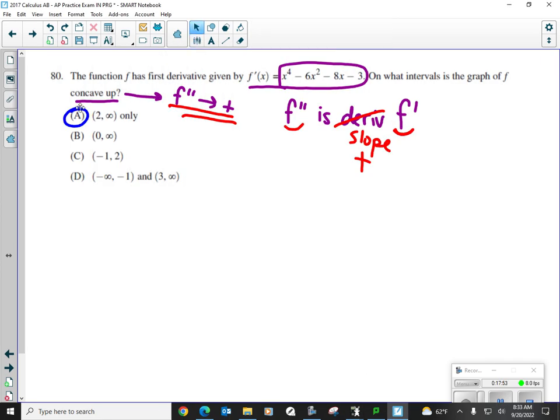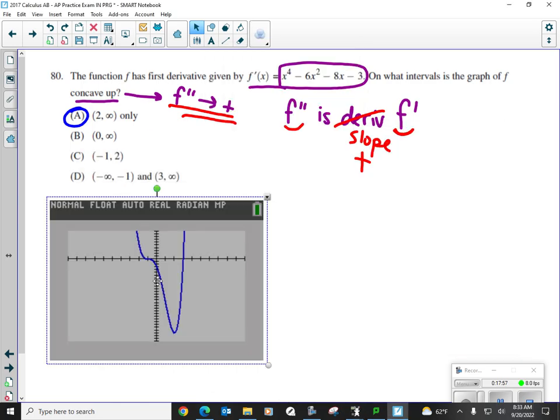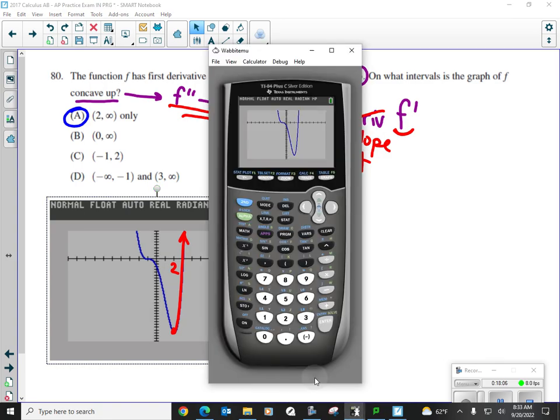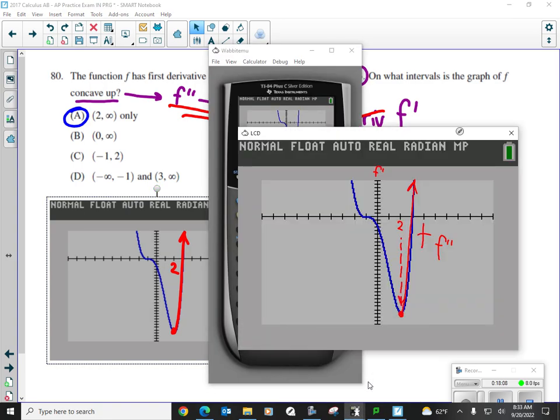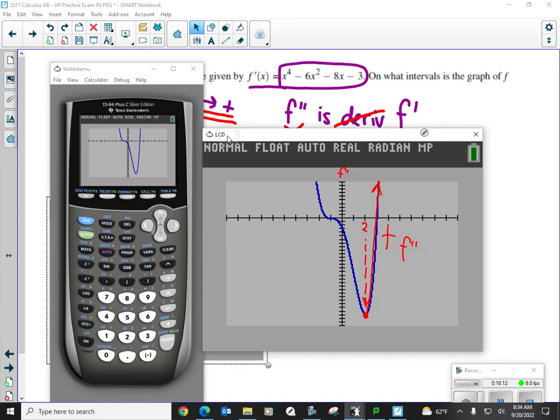So I said there was a second way. I learned something new in the calculator. That's from the number 2 right here, positive slope. If I had the graph of the second derivative, I could just see where my y values were positive.